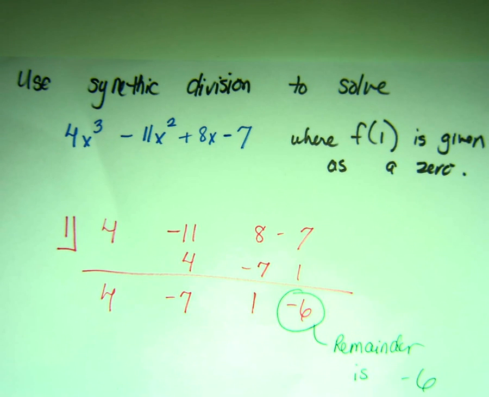You bring down your first coefficient, and now we're going to use division. 1 times 4 is 4, so -11 plus 4 gives you -7. 1 times -7 is -7, so 8 plus -7 is 1. And 1 times 1 is 1. -7 plus 1 is -6. Notice that this very last column is going to be your remainder.